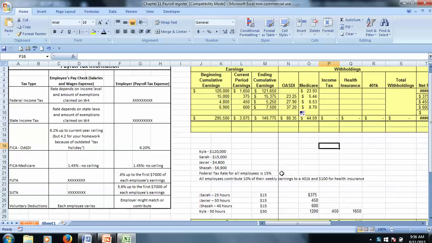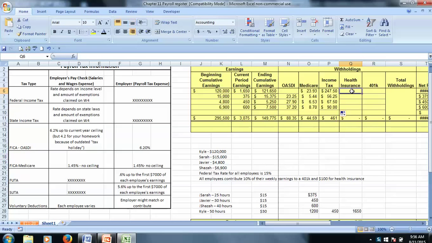Now, we said in the problem that the federal tax rate that we're going to withhold on employees is 15%. So we can take 15% times the current period earnings, and that will be how much federal income tax will be withheld and submitted to the government on behalf of the employee. And we can select, click and drag, and populate the other fields.